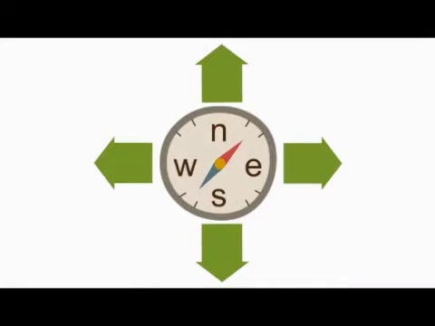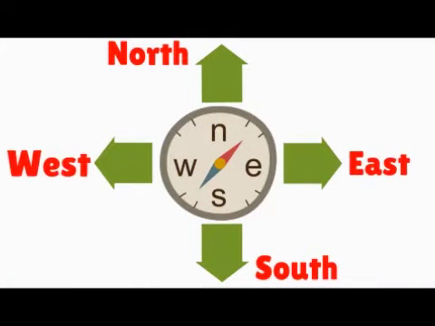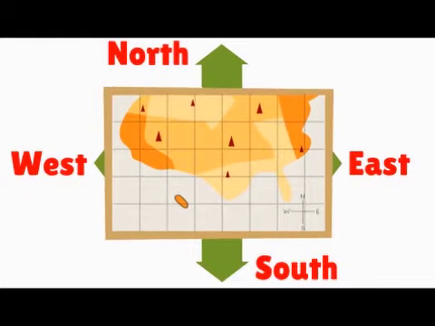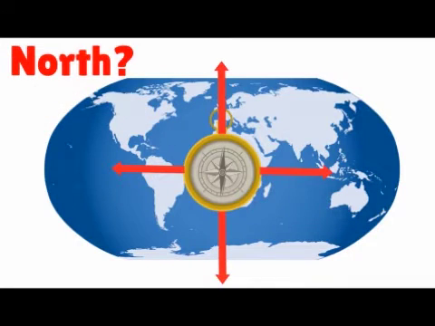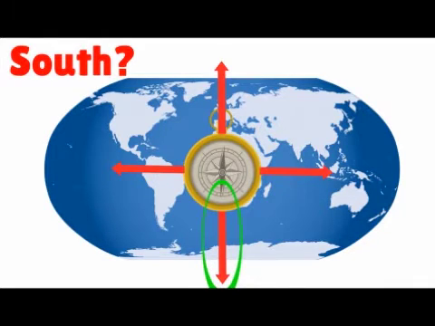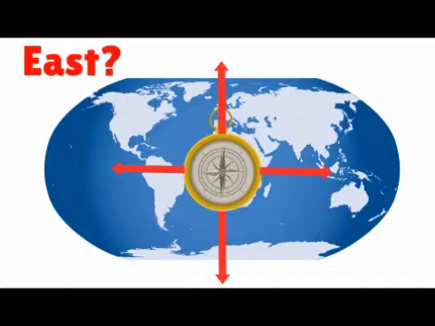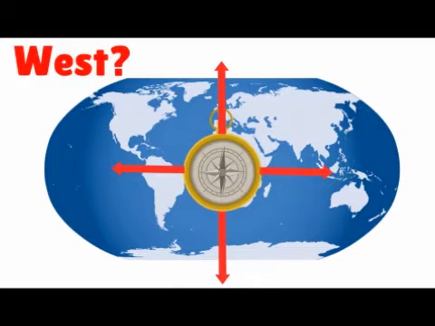Now, let's practice finding north, south, east, and west on the map. Which way is north? That's right. Which way is south? You are right. Which way is east? That's right. Which way is west? You are right. Awesome job.